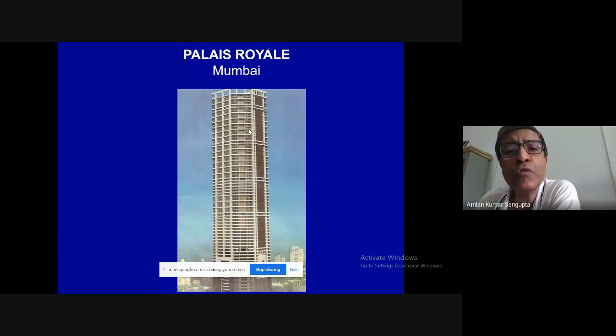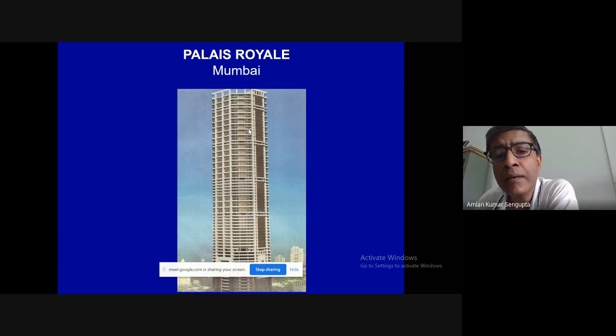In India also, we have many tall buildings coming up. This will be the tallest building when it is completed, the Palais Royale in Mumbai. A few other buildings also, like Tower 1, the construction has started, and the use of concrete is extensive in these tall buildings.